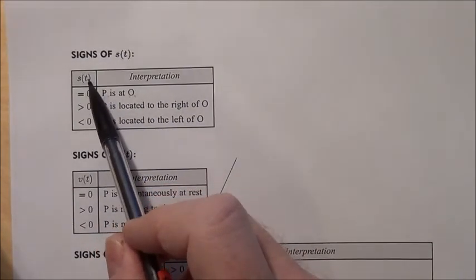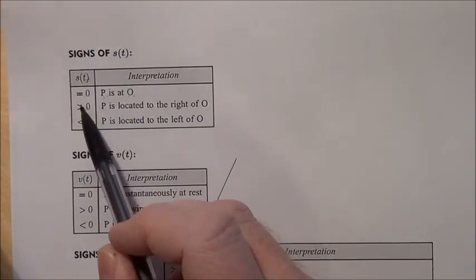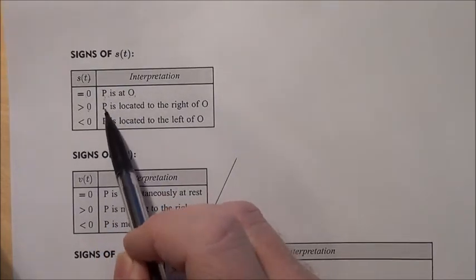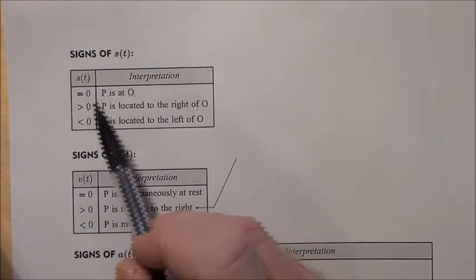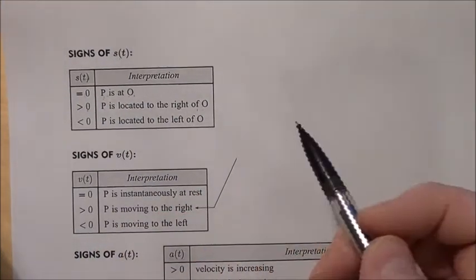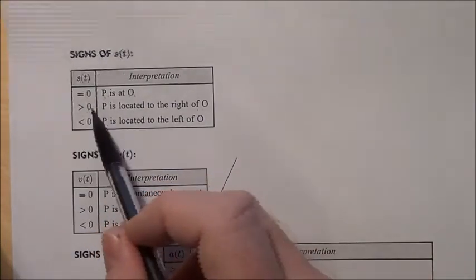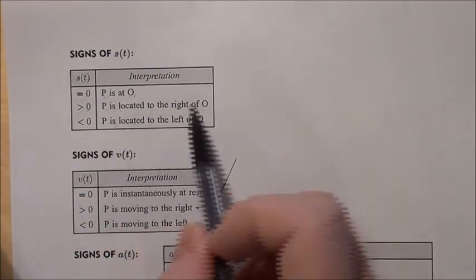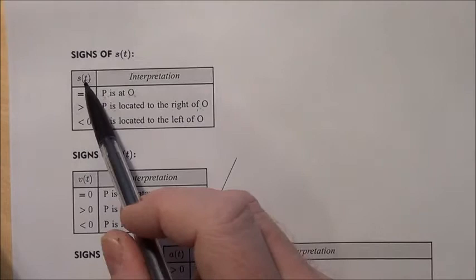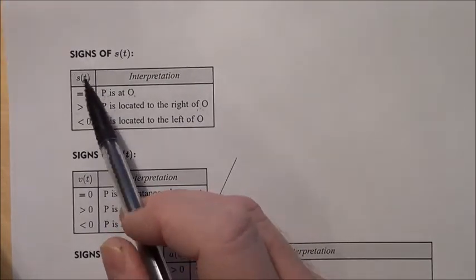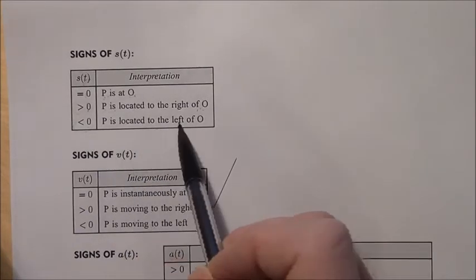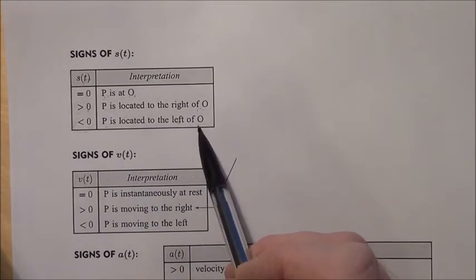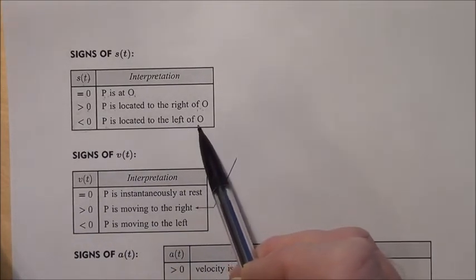If the displacement function is greater than 0, then the particle is located to the right of 0, because remember, this is a vector quantity, so if it's to the right, it's going to be positive, which is greater than 0. If the displacement function is less than 0, it's going to be negative, therefore the particle is located to the left of the reference point O.